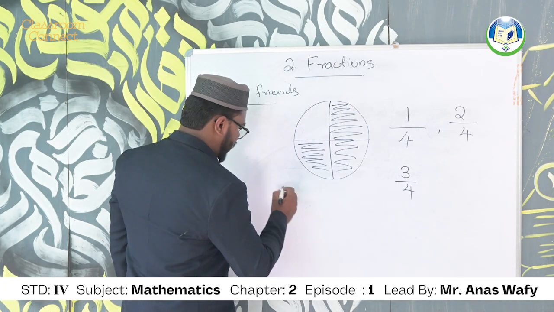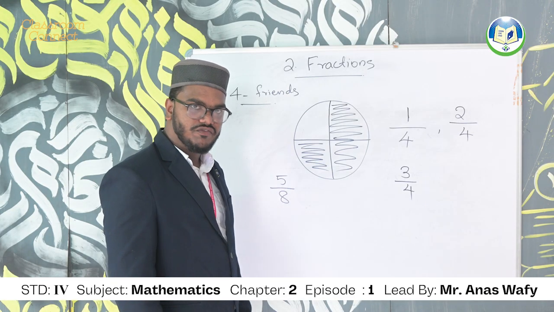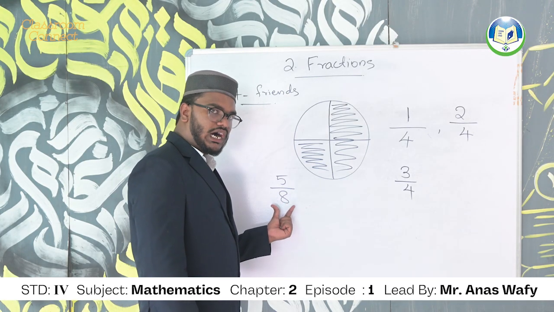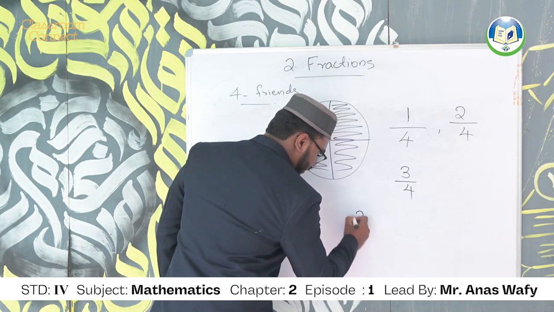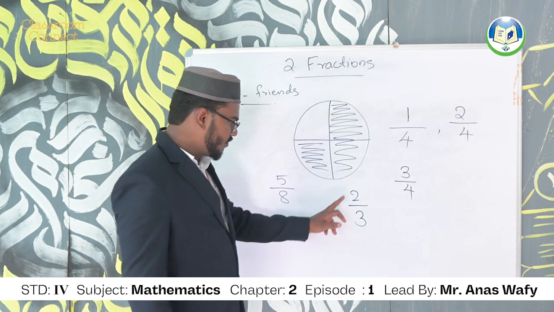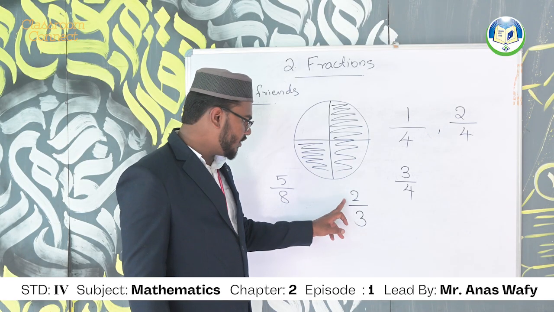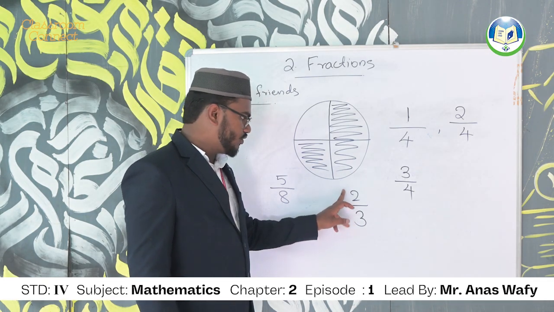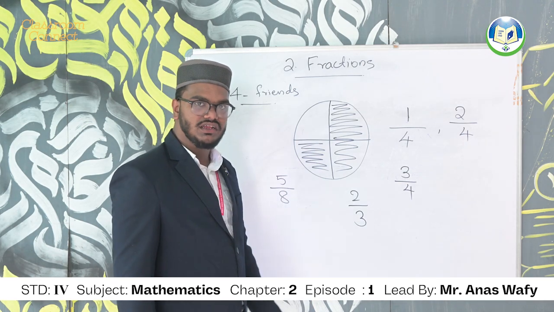Another example, 5 by 8. What do you mean by 5 by 8? 5 by 8 means in 8 parts, 5 parts have been represented. And what is 2 by 3? 2 by 3 means in 3 parts, 2 parts have been represented. Did you understand what a fraction is?